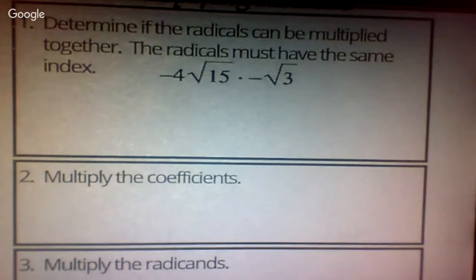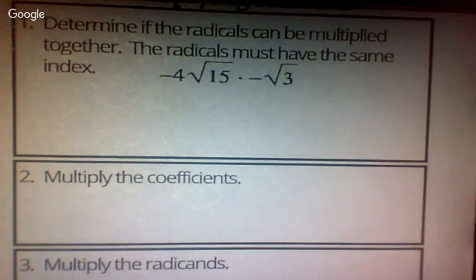All right. So yesterday we did adding and subtracting, where you had to have the same index and the same radicand in order to combine anything. And if you didn't, you had to go and simplify to see if you could fix it to be able to combine it. I personally think multiplying is a little bit easier.